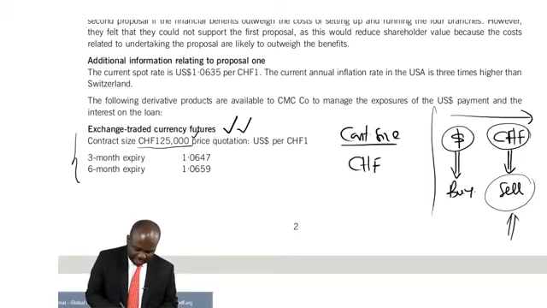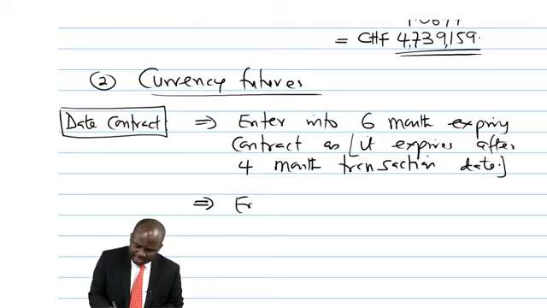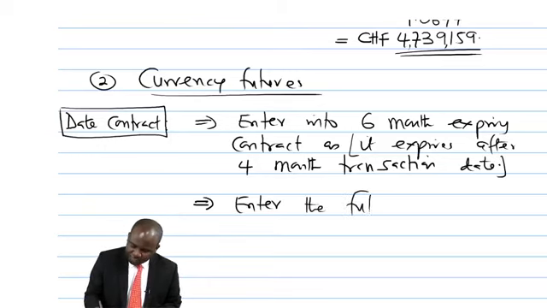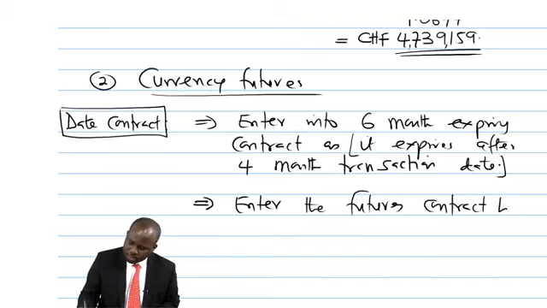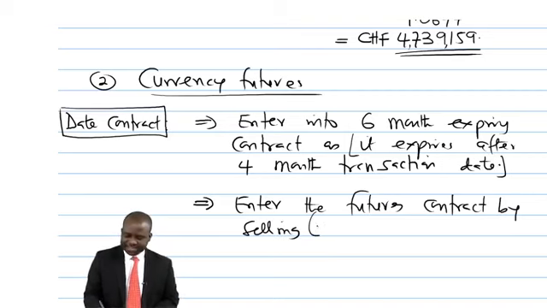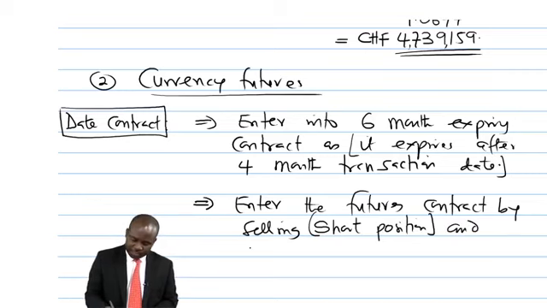So you will tell the examiner, enter the futures contract by selling. By selling, somebody will say you are taking a short position. And when you sell, you will close it by doing the opposite and close by buying.